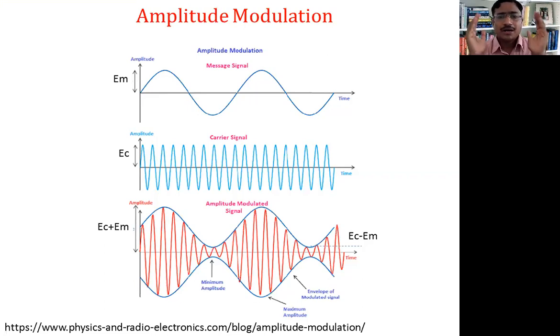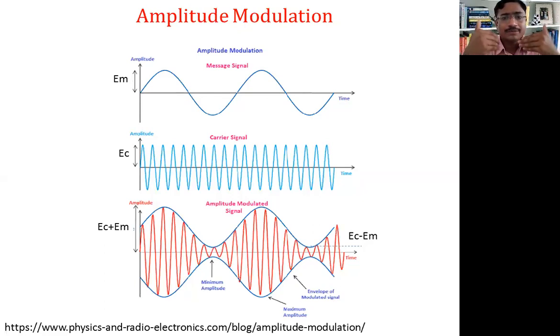Suppose we have a sound signal like sound, music, picture, video, computer data. When this signal is converted into the electrical equivalent, that is called a baseband signal. That is also called an information signal, a message signal, and a modulating signal. And this modulating signal is superimposed on the carrier signal.